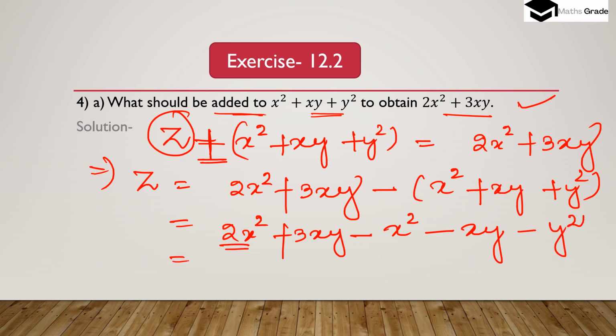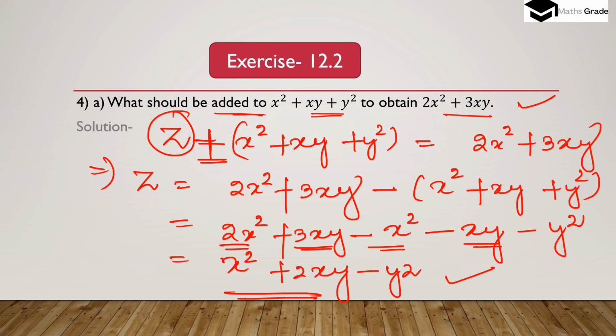Now 2x square minus x square, 2 minus 1 is 1, 1 multiplied with x square is x square, and 3xy minus xy, so 3 minus 1 is plus 2xy, minus y square. So the algebraic expression is x square plus 2xy minus y square. So the algebraic expression x square plus 2xy minus y square added to x square plus xy plus y square obtains 2x square plus 3xy.